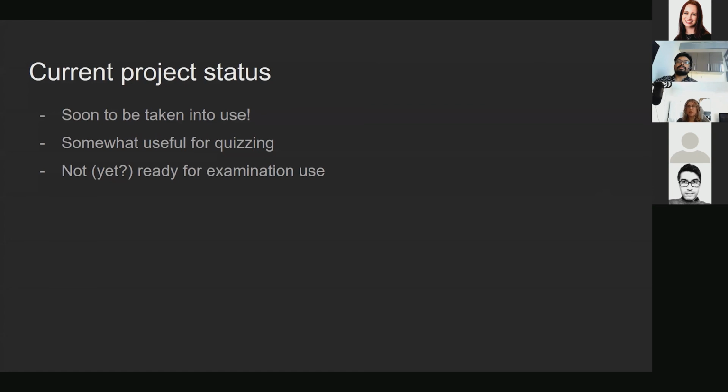Currently, we're at the stage where we're going to take it into use soon. We hope to get students working on scanning and labeling this month or next month. It's somewhat useful for quizzing and flashcards. We haven't got to deploying that yet, but we're hoping that will be useful. It's not quite ready for examination use yet. We've just got some basic user support in, and if we could get some integration with examination tools and some additional security things that we'd require for that, we hope to maybe do that sometime.